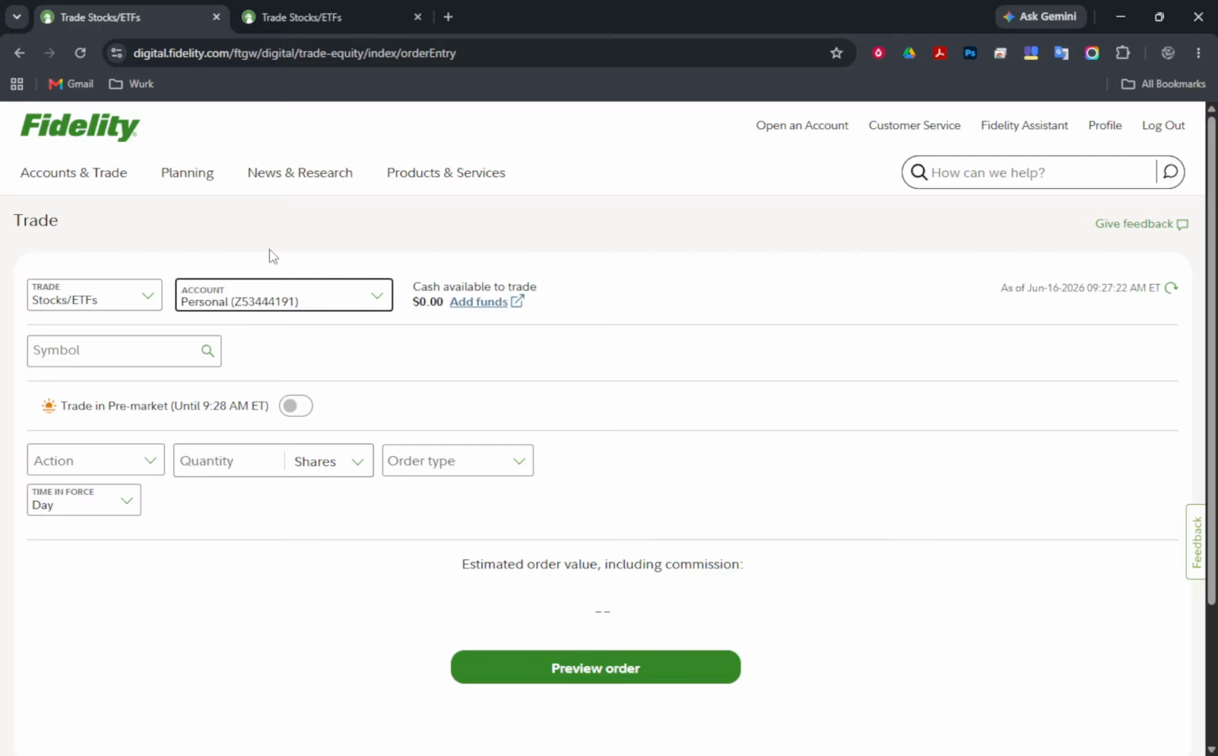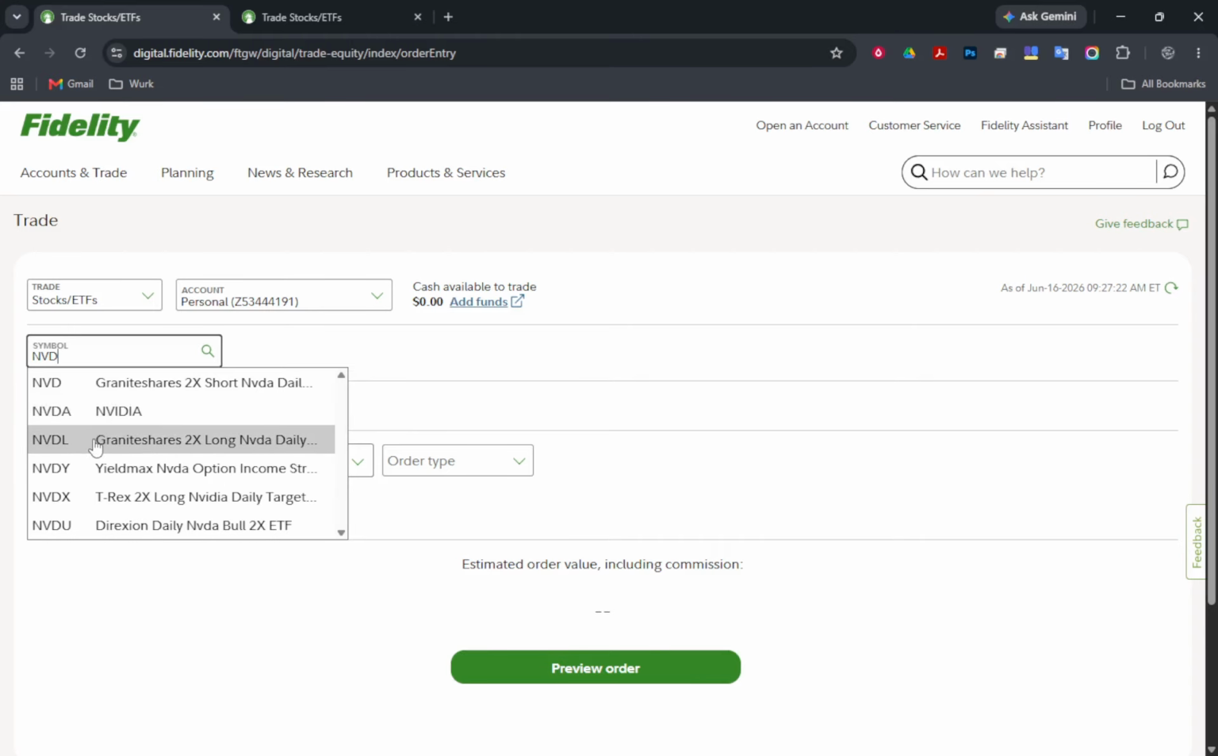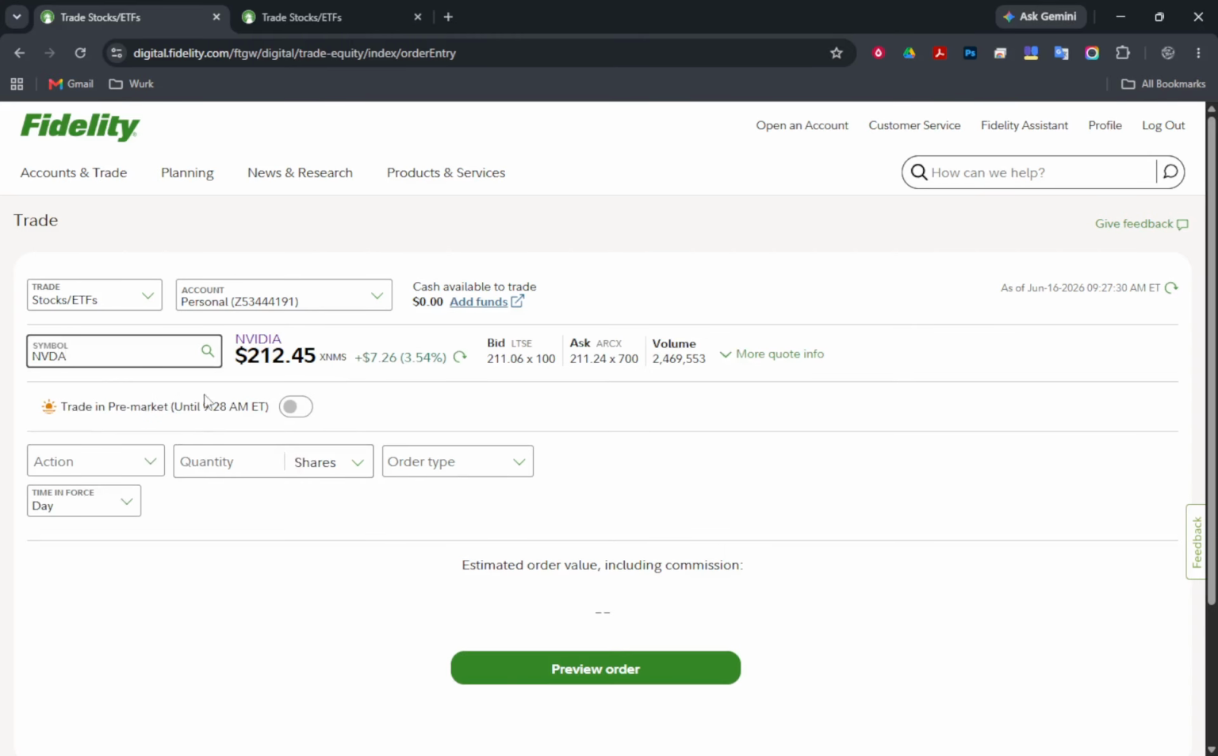Now let's enter the stock or ETF you are interested in. You'll need to type in the ticker symbol. For instance, if you're looking to invest in Apple, you would type AAPL. After entering the ticker symbol, choose Buy. This is important because selecting Buy confirms your intention to purchase rather than sell, which is a common area where mistakes can happen.